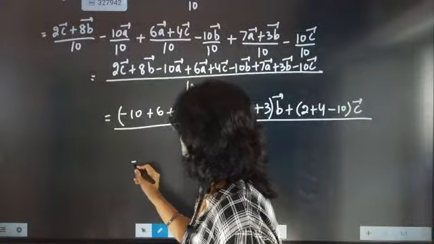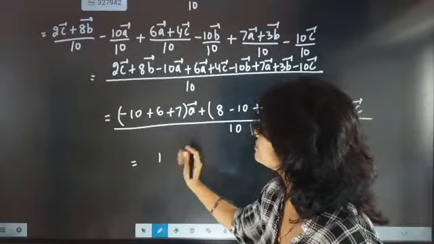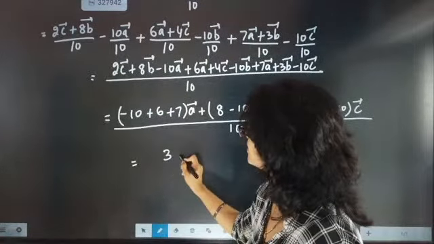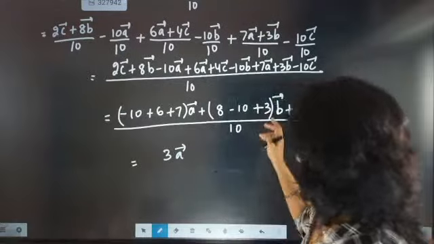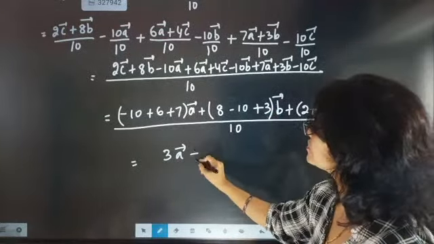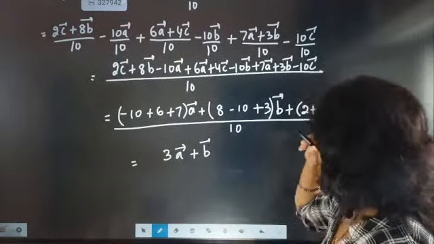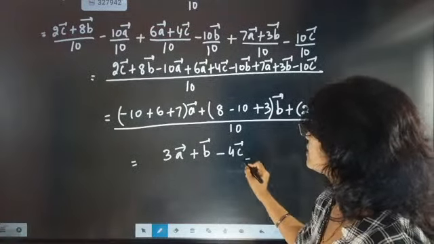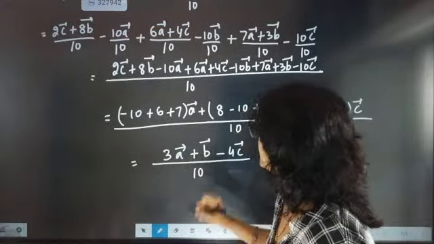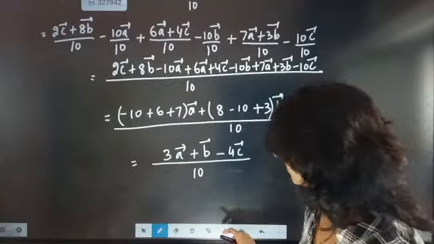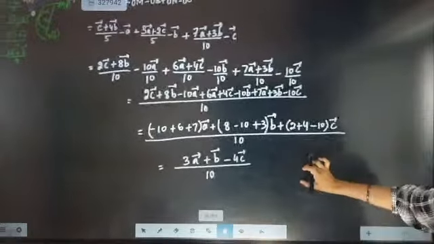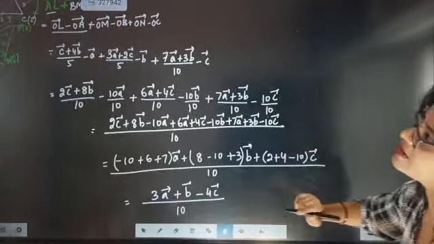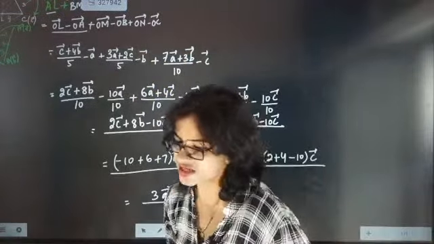So now here it is going to be 13 minus 10, which will become 3A vector. Now here 8, 9, 10, 11, so it will be coming as B vector. And here 6 minus 10, so minus 4C vector by 10 is coming. So this is what we got when we have added AL vector plus BM vector plus CN vector.